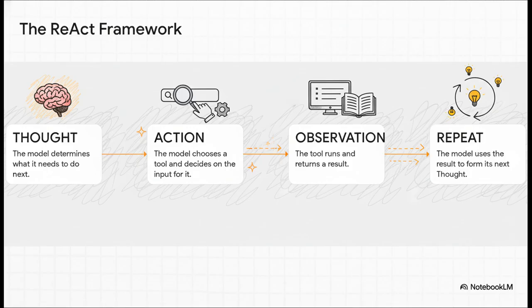That's the result from the tool. And with that new piece of information, it goes right back to the beginning to form its next thought. It just keeps running through that loop. Thought, action, observation, until it finally has enough information to give you the final answer.